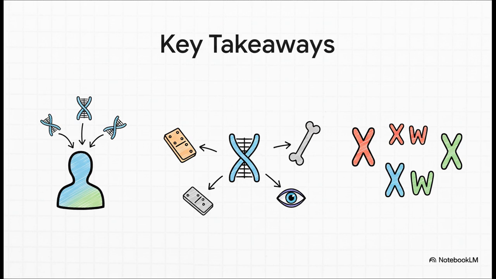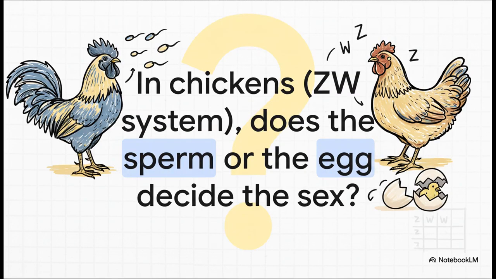It's an incredible showcase of how creative evolution can be. So, what are the big ideas to take away from all this? First, polygenic inheritance. Many traits are the result of many genes all working together. Second, pleiotropy. A single gene can have a huge domino effect. And third, sex determination isn't a one-size-fits-all deal. Nature has evolved some truly fascinating strategies to get the job done.